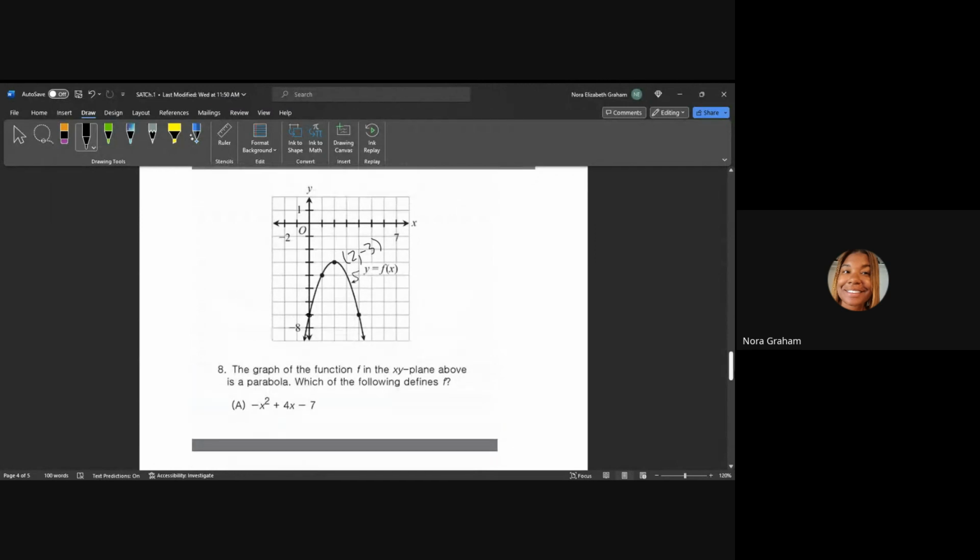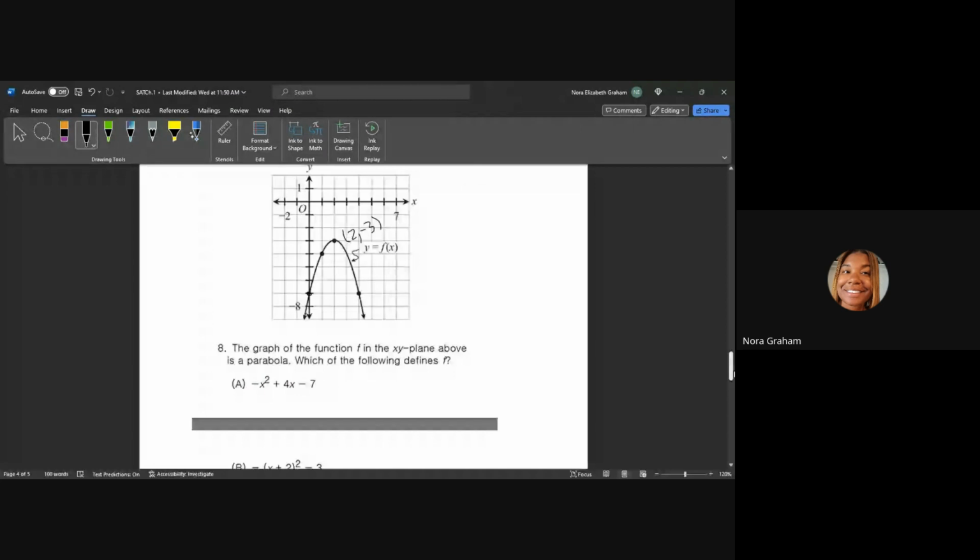For knowing our parabolas, it's very important to know the parent function of a parabola. The parent function of a parabola is y equals a, in parentheses, x minus h, squared, plus k. There's also another way to write this out, but for right now, this one's going to help us the most on this problem.